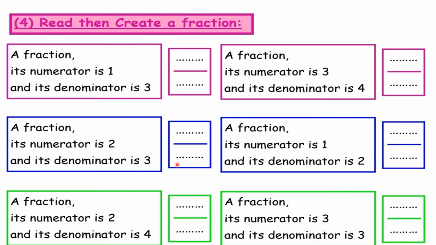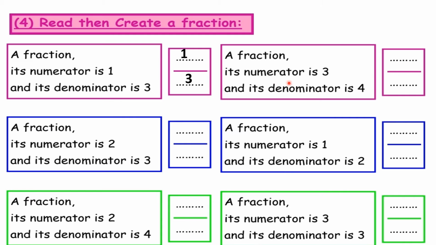Read then create a fraction. A fraction, its numerator is 1, so I put 1 here, this is the place where I put my numerator. And as we know, down here we put the denominator, and its denominator is 3. I want to read this fraction. It is 1 out of 3. It's called a third, as we know.